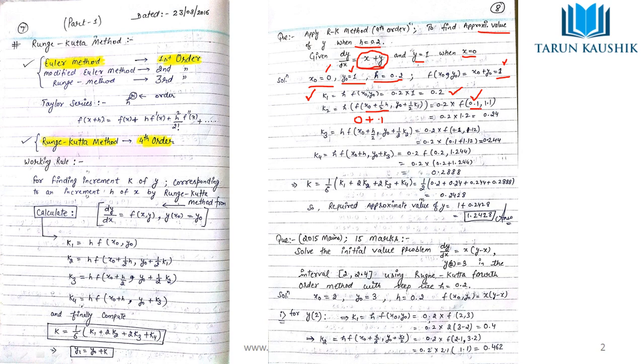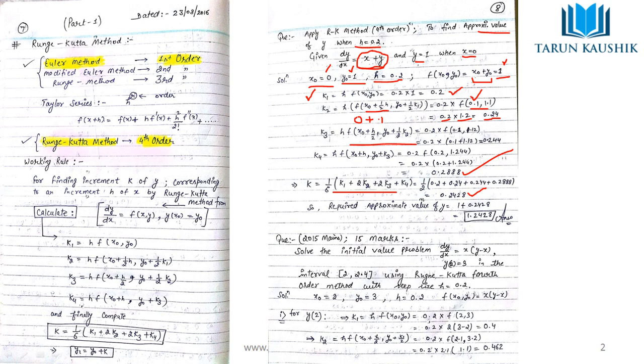Now add these two again, because my function is the addition of x and y. When I add these two, I got 1.2. When I multiply 1.2 with 0.2, I got 0.24. Again put the values in the formula and do the same calculation. When you calculate k4, put all these values of k into the final form, and then you get the value of k, that is 0.2428.